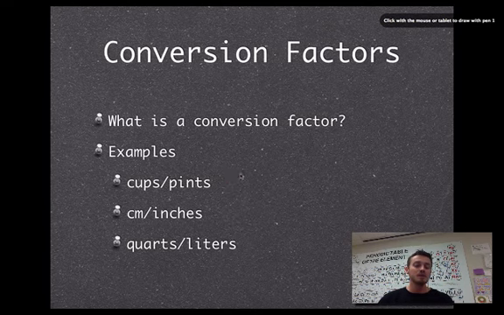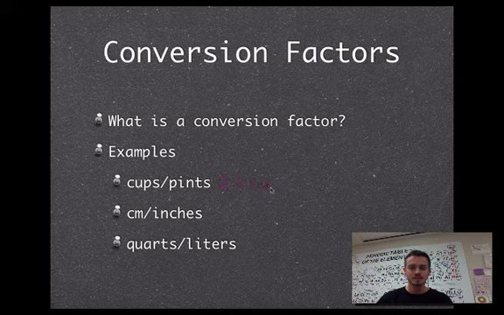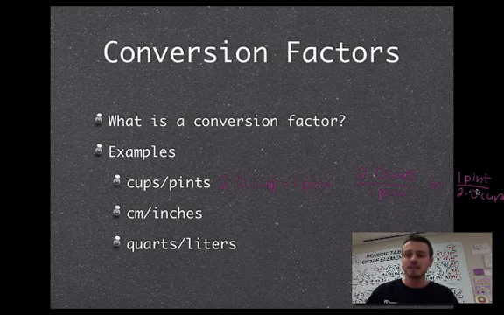We know that for a conversion of cups to pints, there are 2 cups in a pint, and we're going to express this as a ratio in fraction form, which would be 2.0 cups over 1 pint. You may also see this as 1 pint over 2 cups. You can have it either way. These are both equivalent.